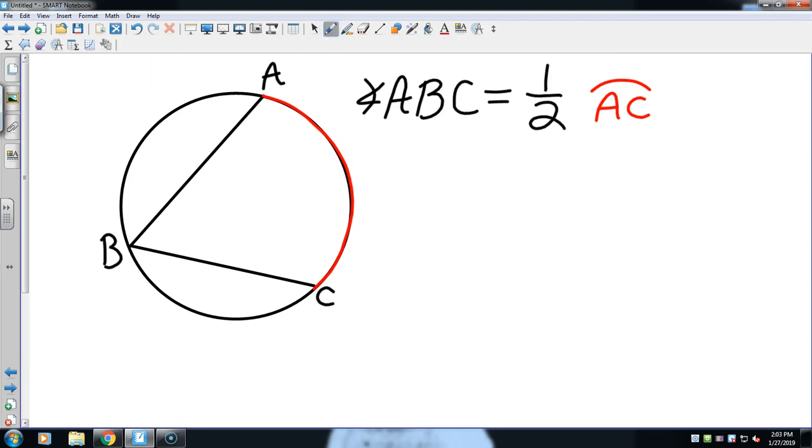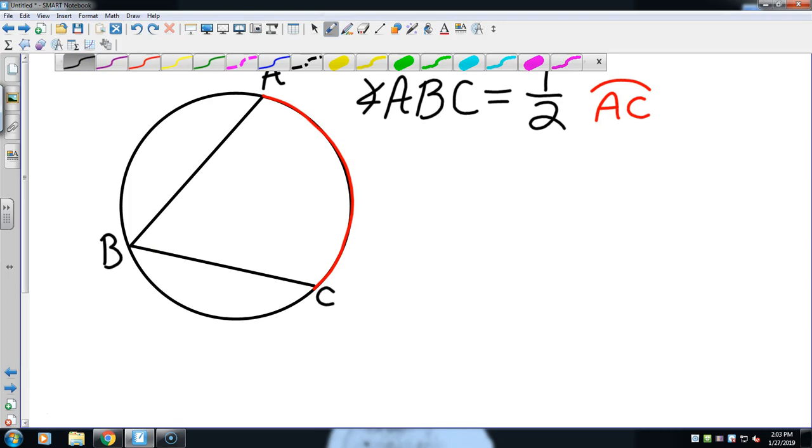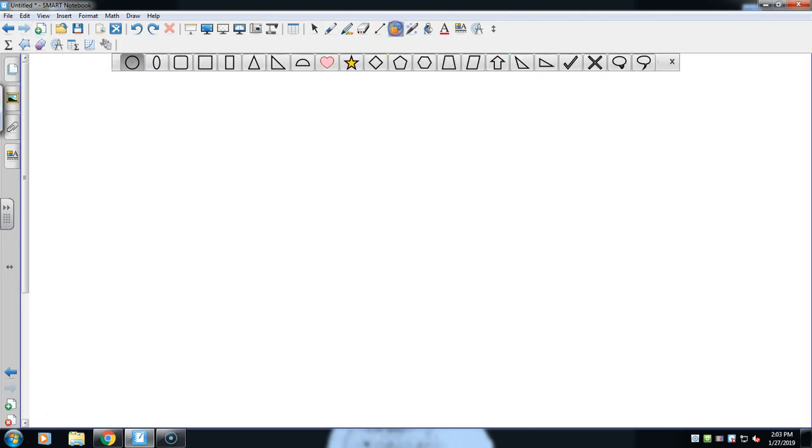Maybe they tell us that angle ABC is 60. Let's say angle ABC is 60, and they want to know what arc AC is. Well, if the angle is half of the arc, then the arc would have to be 120 degrees. Okay, so central angles are congruent to their arc measurements. Inscribed angles are half of their arc measurements. And so let's see how else they might represent this.